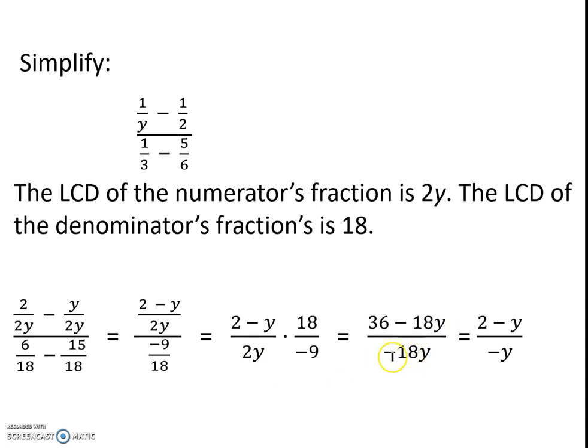When we factor out 18 up here, we find that that is 2 minus y. And since it's over a negative 18, we simply cancel those out, and we have 2 minus y over a negative y.